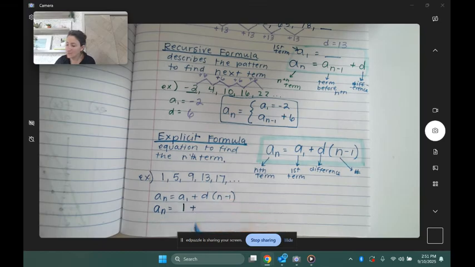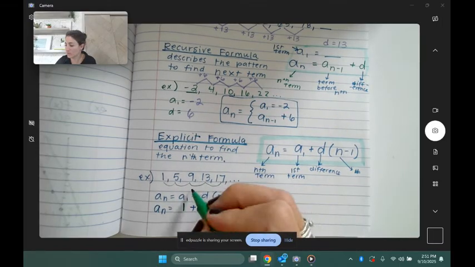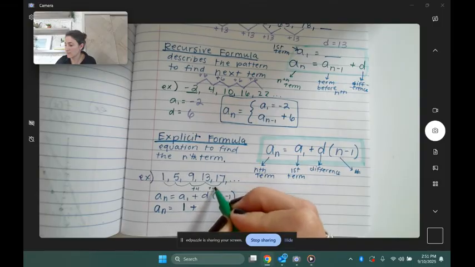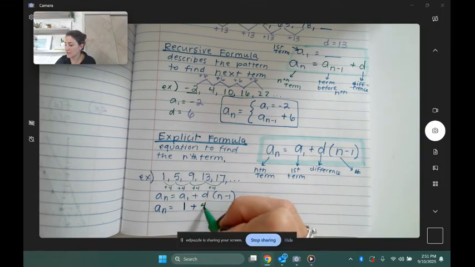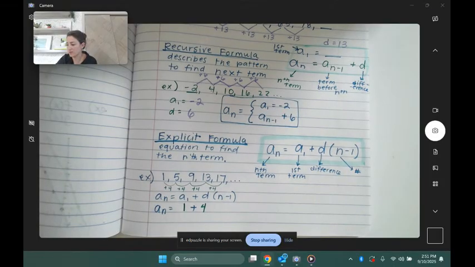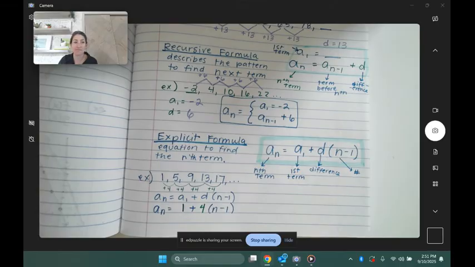Plus, what's the difference here? What's it going up by each time? It's going plus 4, plus 4, plus 4, plus 4. Right? So the difference is 4 times n minus 1. That's it.